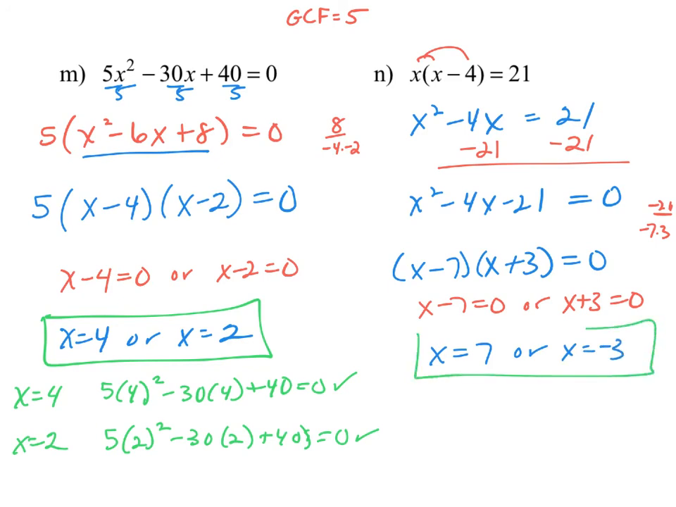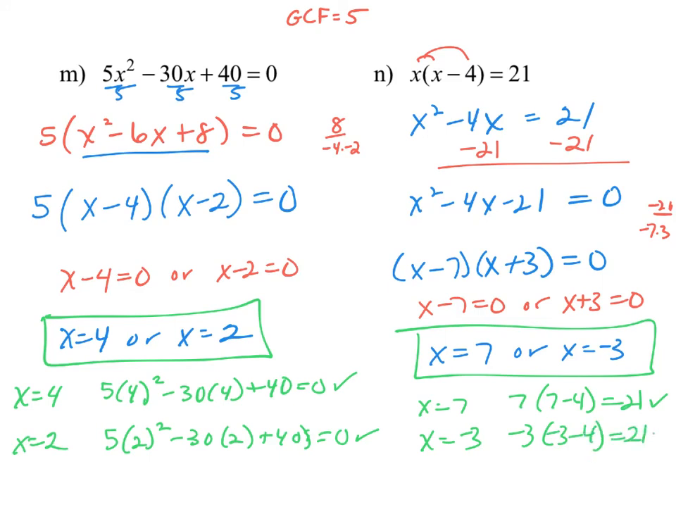We can check our answer by plugging both of those into the original equation. If we check x equals 7 into the original, it's 7 times the quantity 7 minus 4. So that's 7 times 3 equals 21. That works out. And if we check x equals negative 3, that's negative 3 times the quantity negative 3 minus 4, or negative 3 times negative 7, which is also equal to 21.